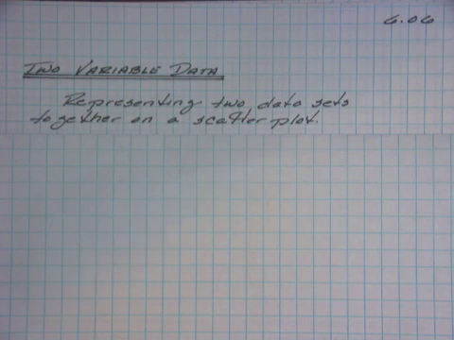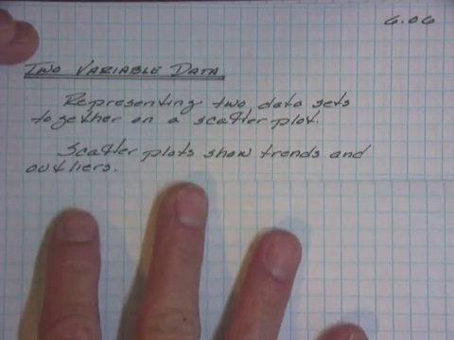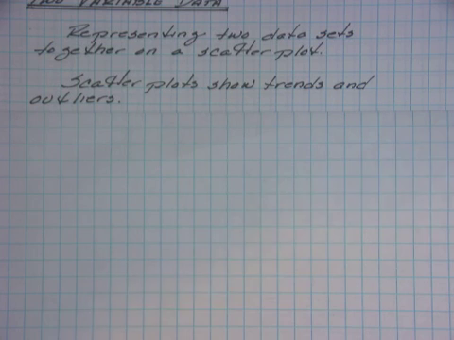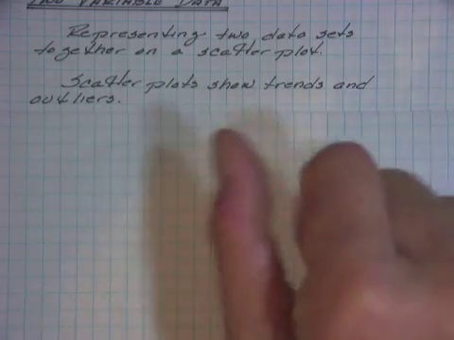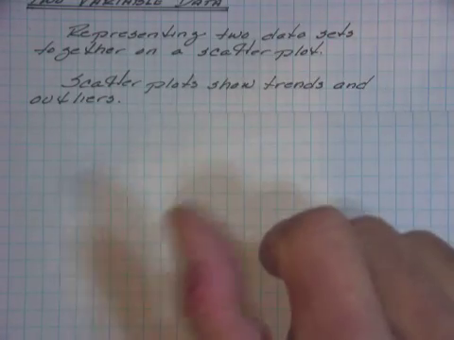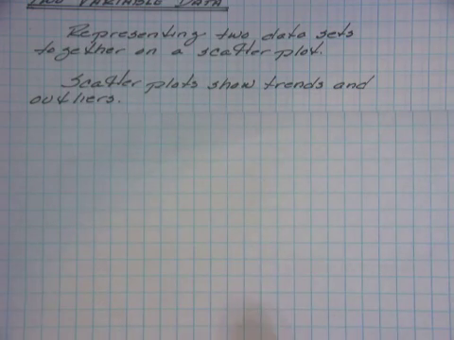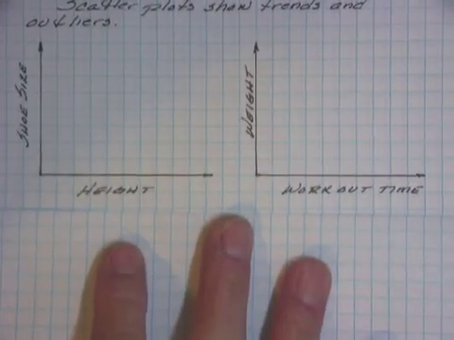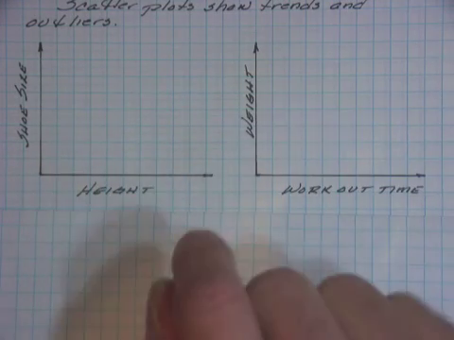Something to think about, representing two data sets together on a scatter plot. That's what we're doing here today. And scatter plots are a great way to show trends and outliers. Now you can take a scatter plot and look at it to find all those things we've been talking about, like mean, median, mode. You can see outliers, you can see trends, all that kind of stuff falls into place with a scatter plot.